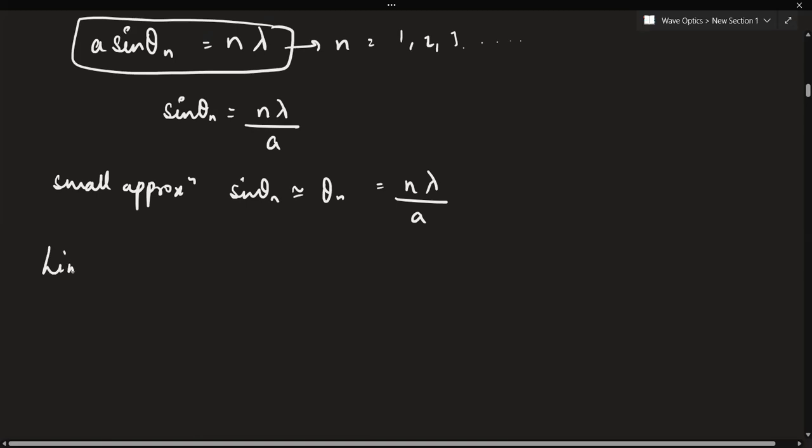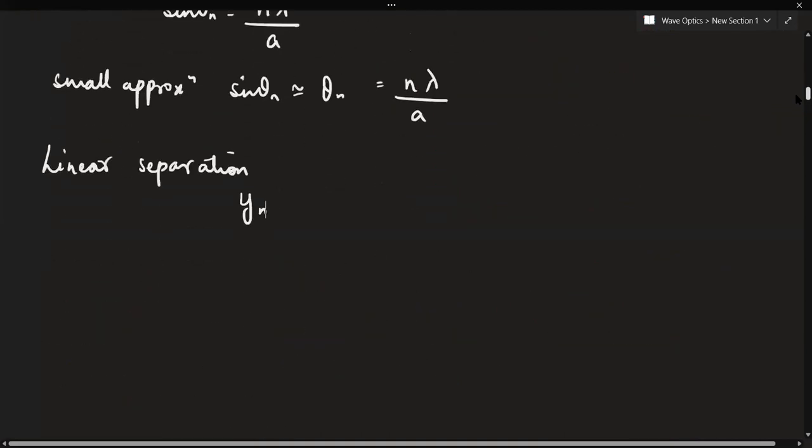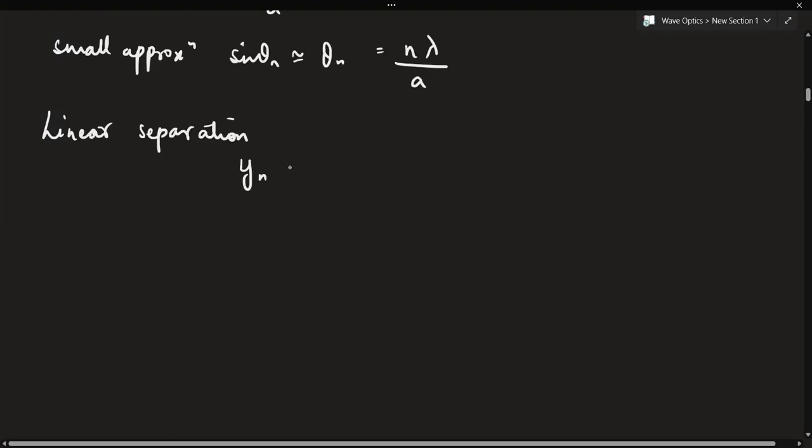Now see, if you take the linear separation, means in case of y, that is the separation between all these, for first, for second, for all the maxima that you are getting. So in case of the y, the linear separation, this will be equal to angle multiplied by the distance. That's how we take it for an arc. The length is equal to r theta. From there, you can say yn is equal to theta d.